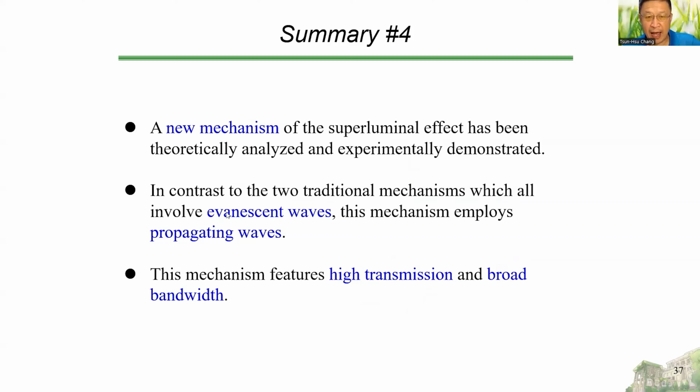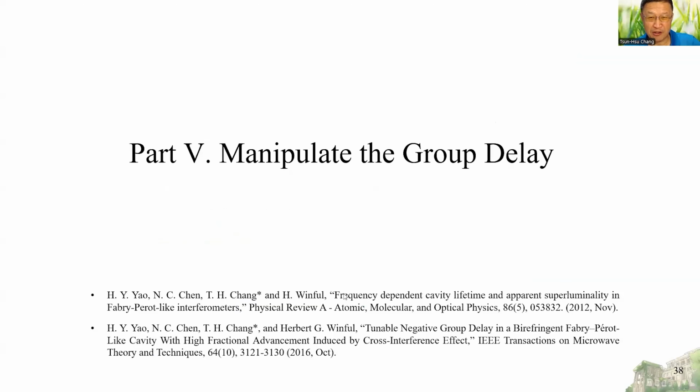In summary, we propose a new mechanism, analyze it theoretically, and do the experiment. In contrast to the two traditional mechanisms, which involve evanescent wave tunneling, our mechanism employs a propagating wave. This mechanism features very high transmission. We achieve 3% or 5%, while all the previous results are just 0.1% or at most 1%. And it has a very broad bandwidth. Okay, looks good. What else?